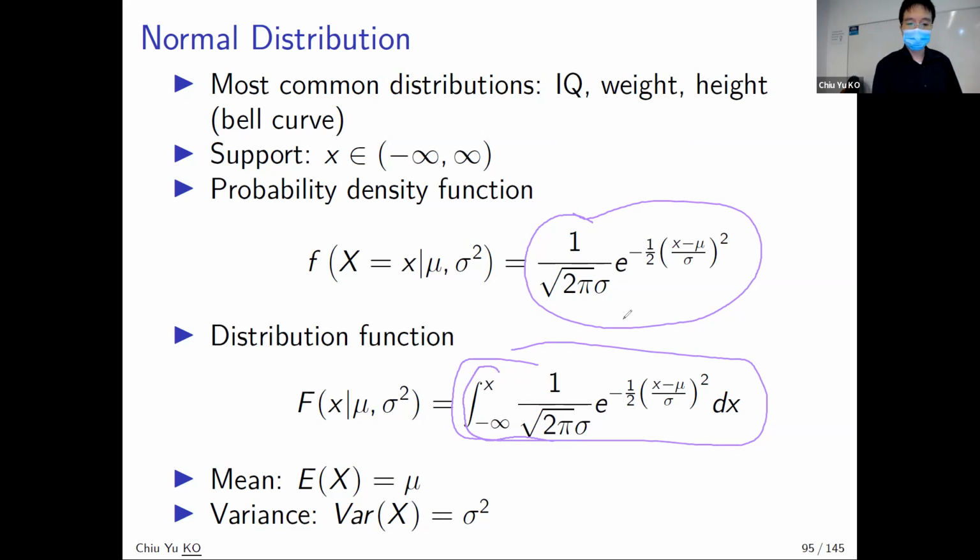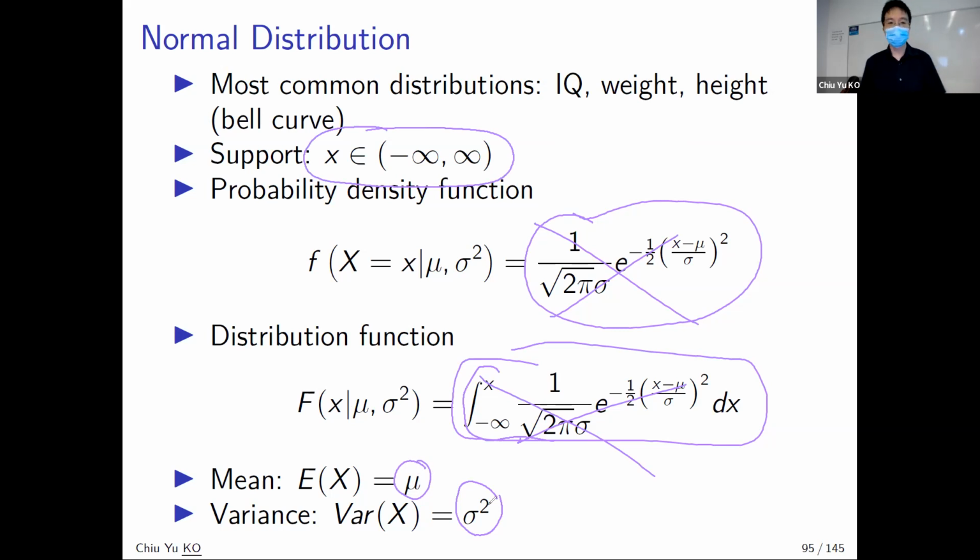And as I said, the mean and the variance are denoted by this, and there's nothing more than this. So basically, you don't need to memorize this one. The only thing you need to know is this is the support, which can be any number, positive or negative. The mean we call mu, the variance is called sigma square. So there's nothing new there.